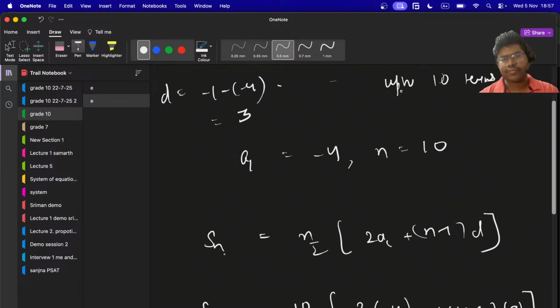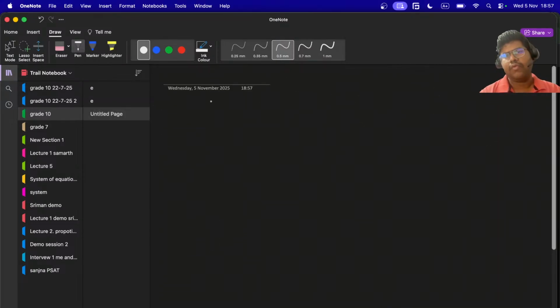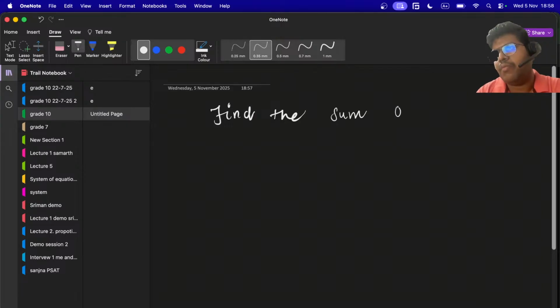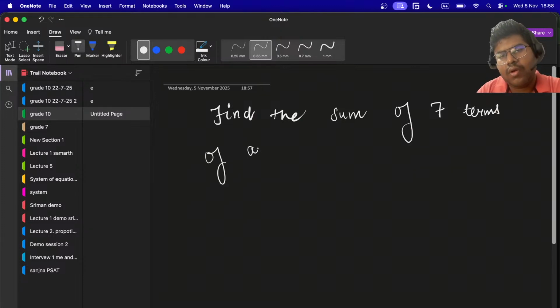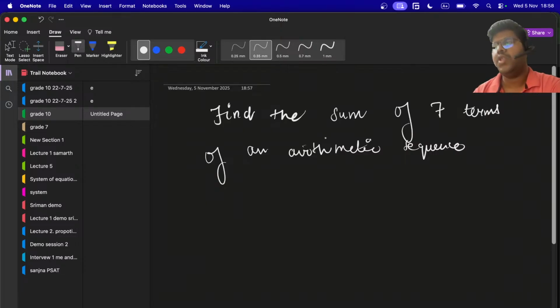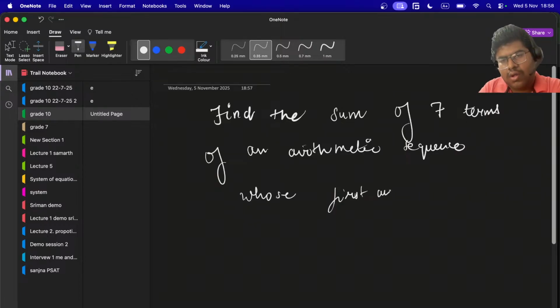So the next question. Find the sum of 7 terms of an arithmetic sequence whose first and last terms are 10 and 40 respectively.